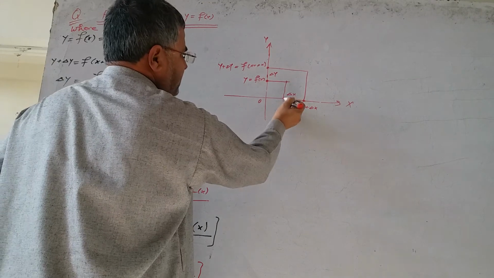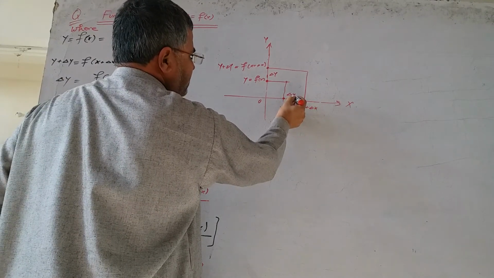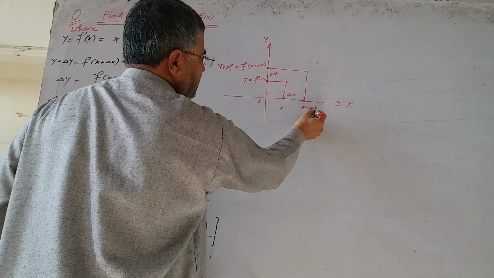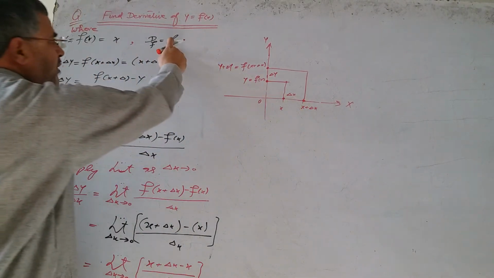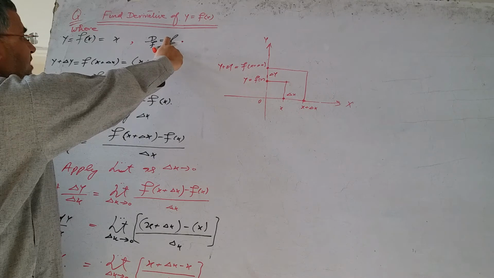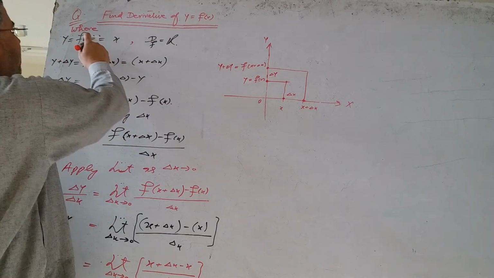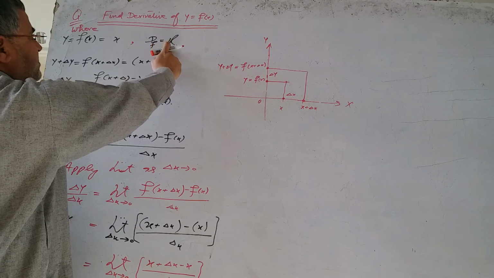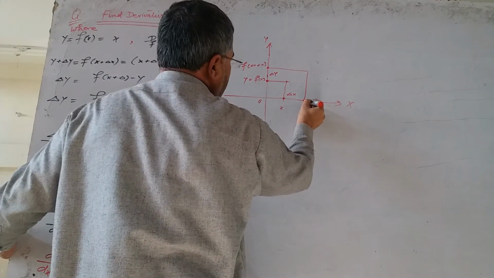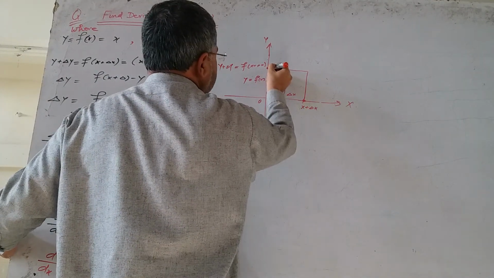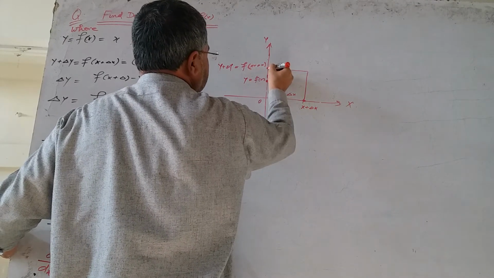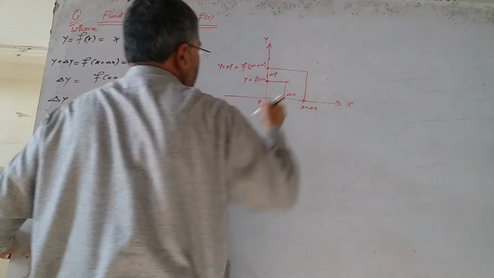When we add a small increment del x in the independent variable x, the next point will be x plus del x. This point is also a point of the domain of the function f of x. As the function f of x is defined on the domain, at this point the value of the function will be f of x plus del x. This point will be a point on the y axis.